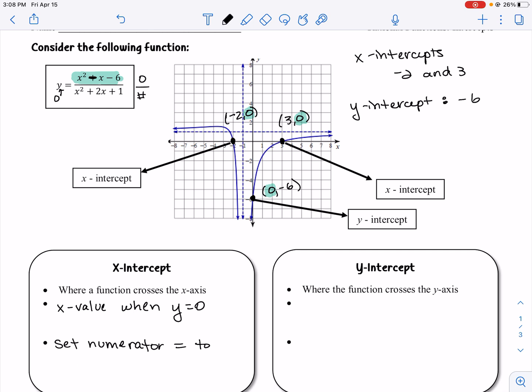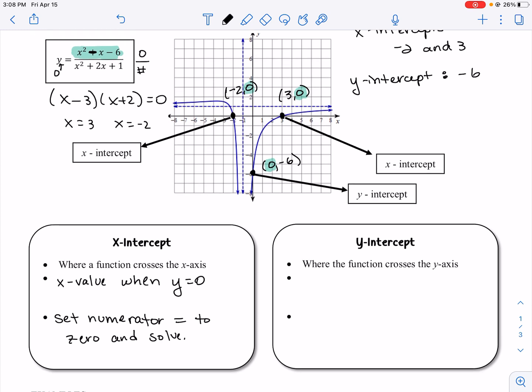And solve. Okay, to solve, you're going to have to factor. So this ends up being x minus 3 and x plus 2 equals 0, which then leads to x equals 3 and x equals -2, which is exactly what we got. So perfect.